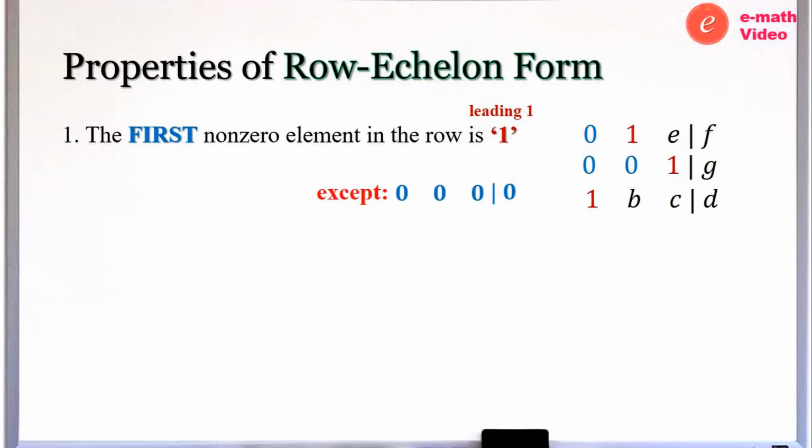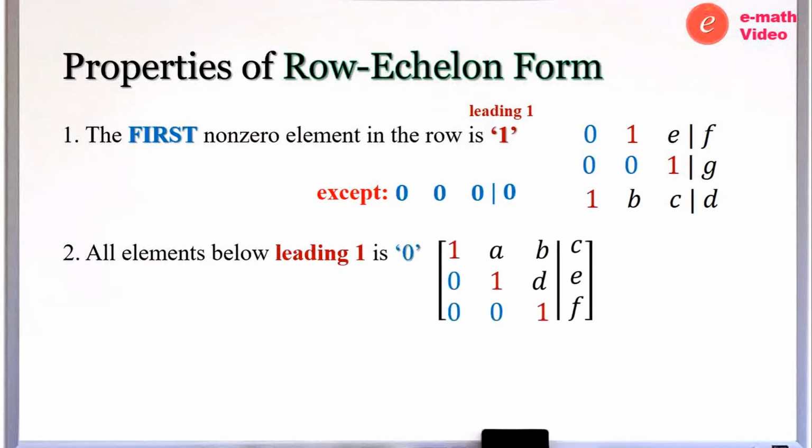Number 2, all elements below leading one are 0. In other words, leading one is not only the leader of their own row, but also steps on zeros from other rows. Very bad, this leader.